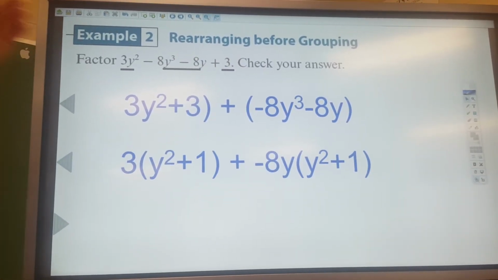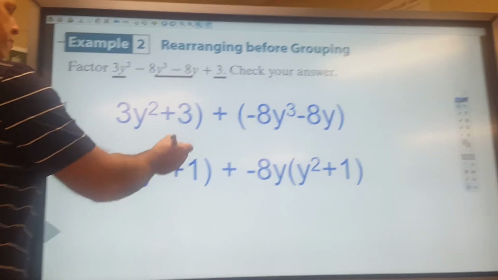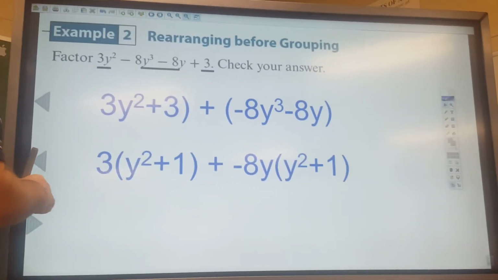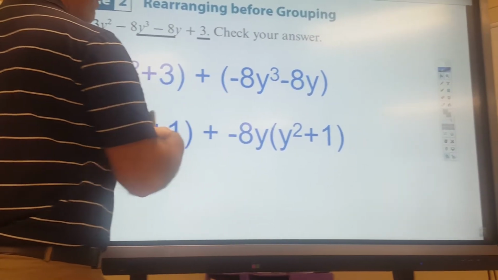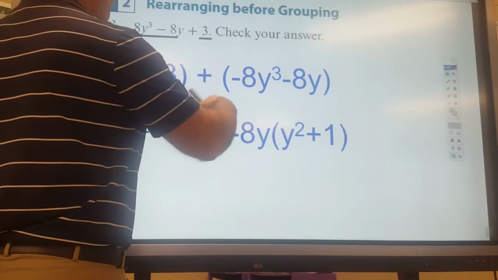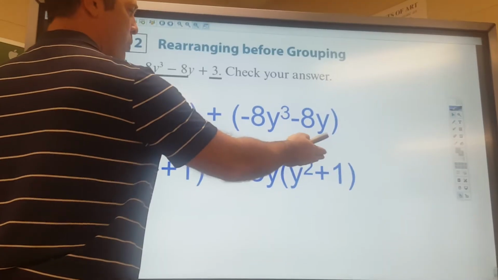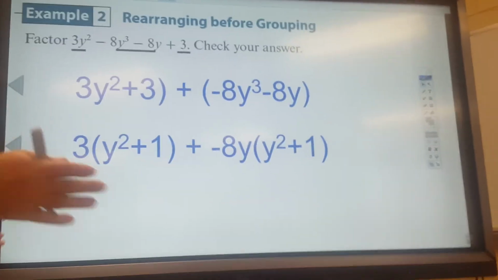So we look at this one. Common factor of 3, so we take that out. We look at this one. Greatest common factor: they both have a factor of negative 8, and they both have a factor of y. So we take that out. We get y squared plus 1. Look at that.